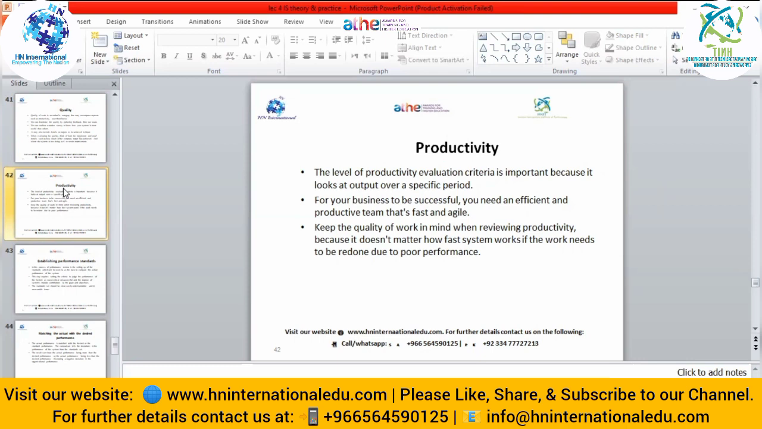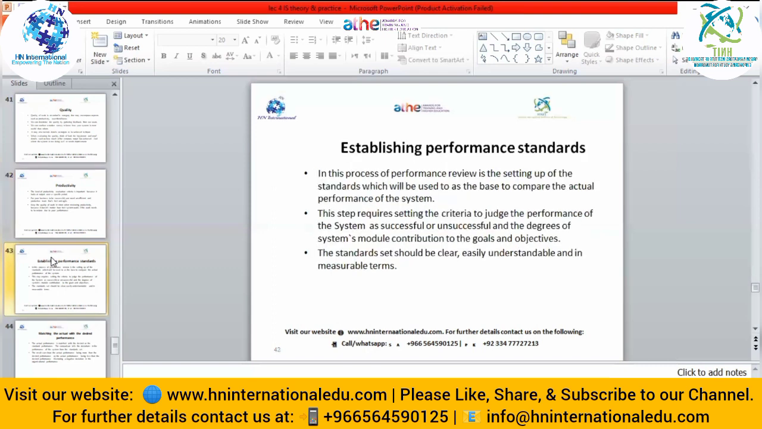For your business to be successful, you need an efficient and productive team that's fast and agile. So keep the quality of work in mind when reviewing productivity, because it does not matter how fast the system works if the work needs to be redone again and again. So we are not only talking about the quantity, we are talking about the quality of the work.